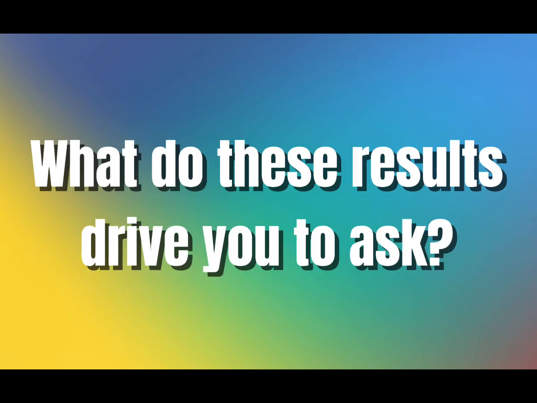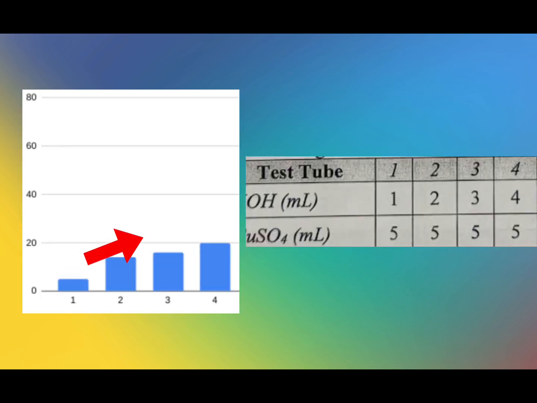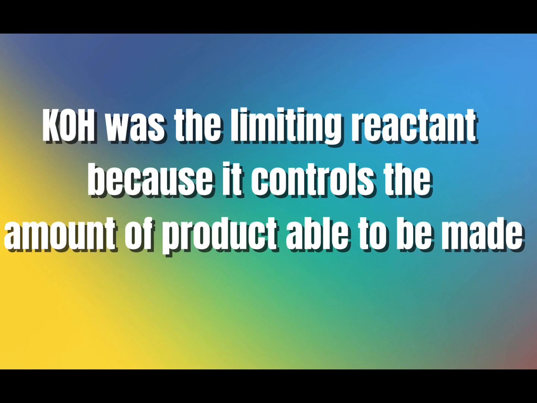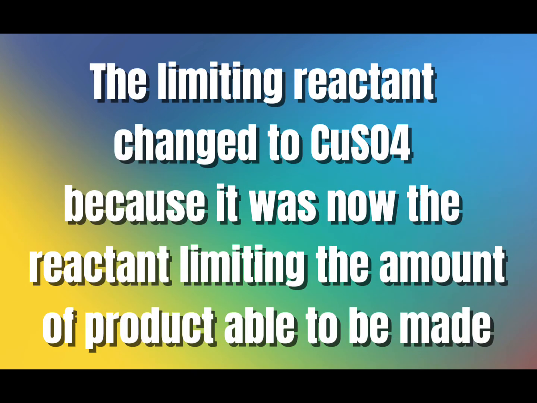Our results have a direct correlation with the essential question of the lab: why are precipitate levels off in test tubes 5 through 8? In test tubes 1 through 4, levels gradually increased because we were continuously adding KOH. That told us that KOH was the limiting reactant, and it was controlling the amount of product formed. In test tubes 5 through 8, we were still adding more KOH, but the product was no longer increasing. That is because the ratio of reactants changed, and we could no longer create more product, with the limiting reactant having changed to copper(II) sulfate.